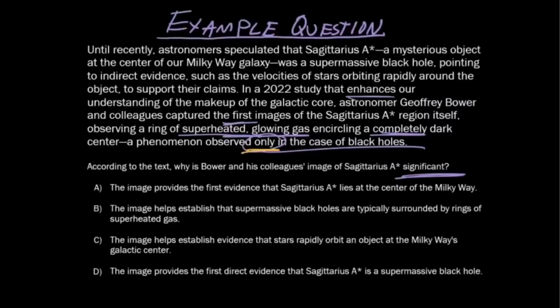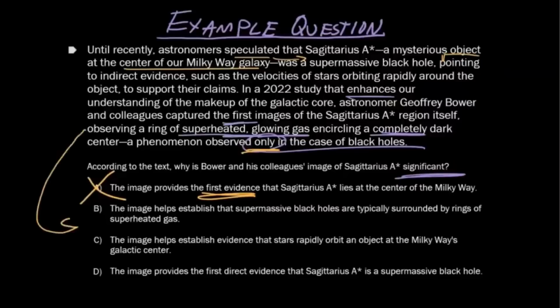Okay. First evidence that Sagittarius A lies at the center of the Milky Way. Does not say that, because we already have speculation that we are at the center of, or we already know that it's at the center of our Milky Way galaxy. The speculation here is whether it's a supermassive black hole or not. This is not true. Now B, the image helps establish that the supermassive black holes are typically surrounded by rings of superheated gas. That's not true.